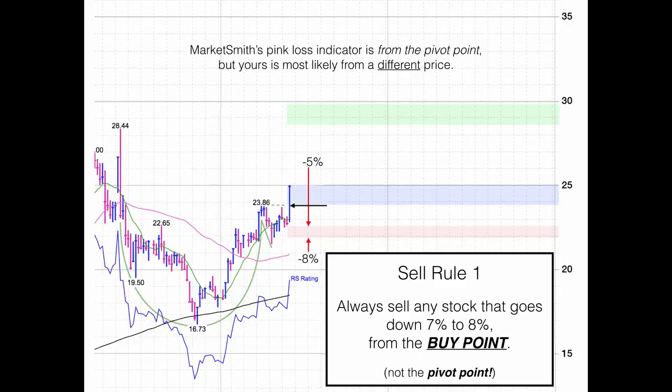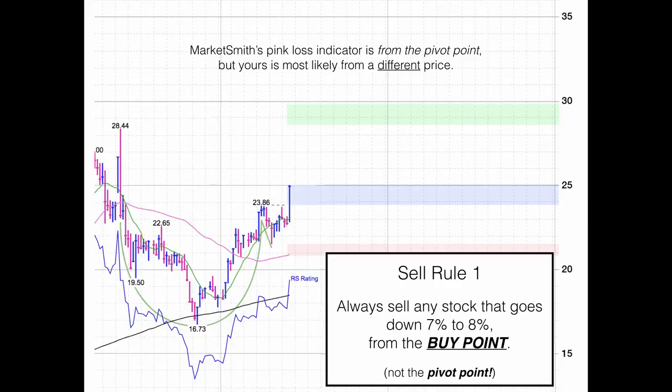Market Smith doesn't adjust it. It puts it right there every time based on the ideal entry. But your entry is probably a different price. For example, let's say you got in right there on that sloping trend line on early entry. In that case, you'd move your pink zone down. Okay? You're not going to sell it when it gets into the pink zone of Market Smith. You just move that down.